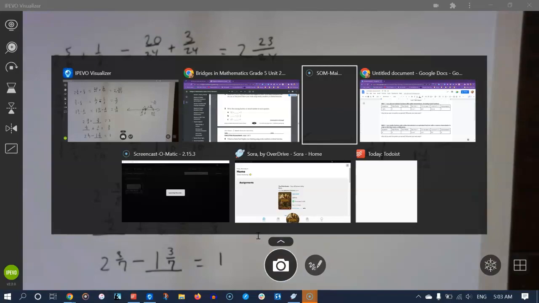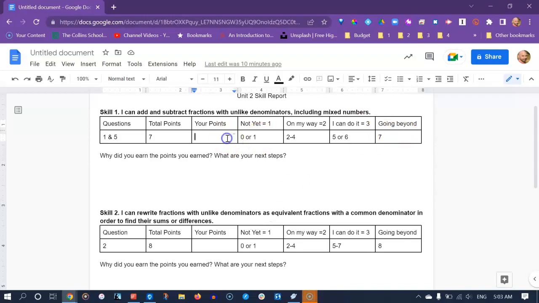You should then go back over here and put in how many points you got. Where are you on this scale? And then why do you think you did? Think about your work during the unit, the studying that you did, the group work that you did. Did you work the process?